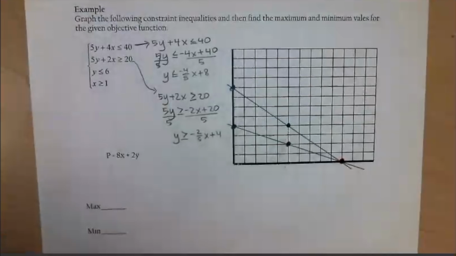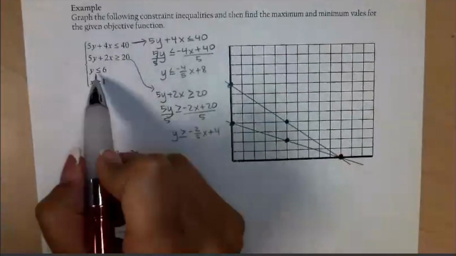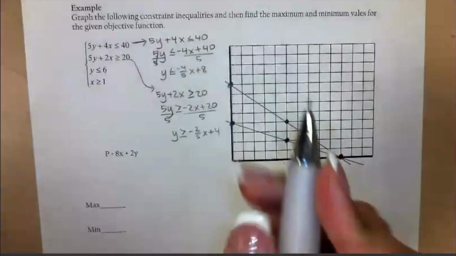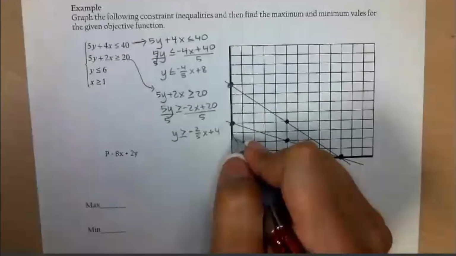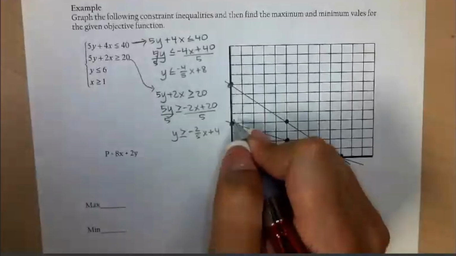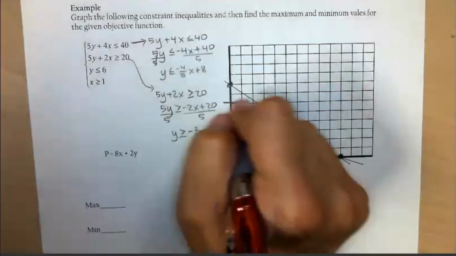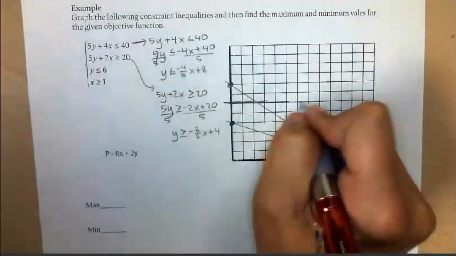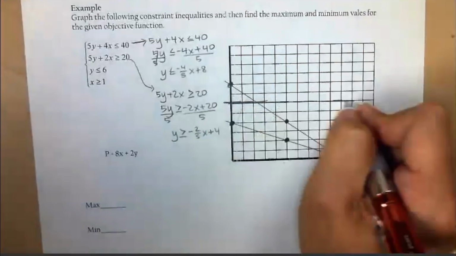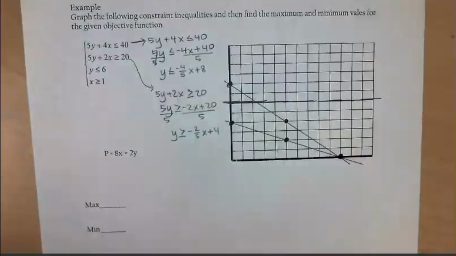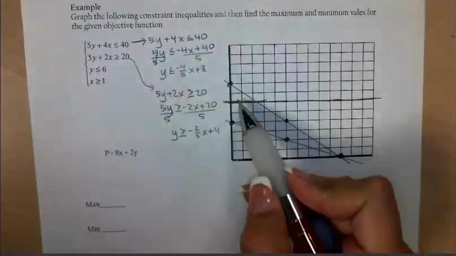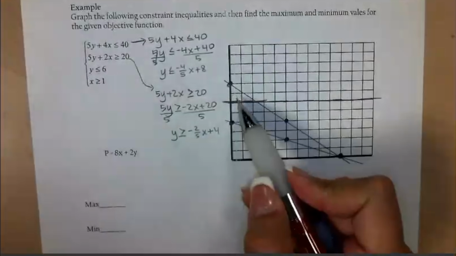We are now ready to graph our other two. We said y equals a number is a horizontal line. So I'm going to have a horizontal line at 6, and it too is solid. It says y is less than or equal to 6, so we want to shade below because y gets smaller as it goes down. So we've now lost this little triangle. We're talking about this section in the middle here.